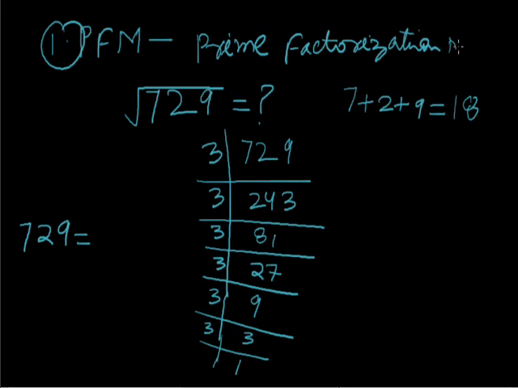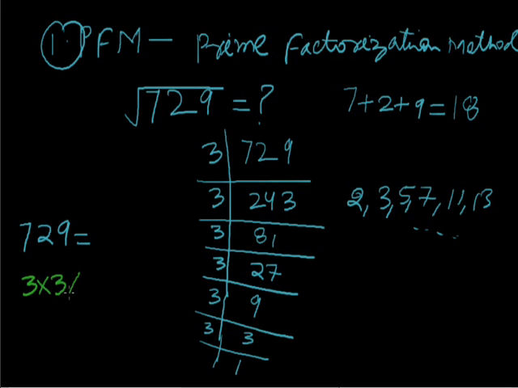The name says itself, we have to use only prime factors. Prime factors, we all know that 2, 3, 5, 7, 11, 13. So prime factors of 729 we get as 3 into 3 into 3 into 3 into 3 into 3. So in the case of square root, always form a pair of 2 of the same numbers.